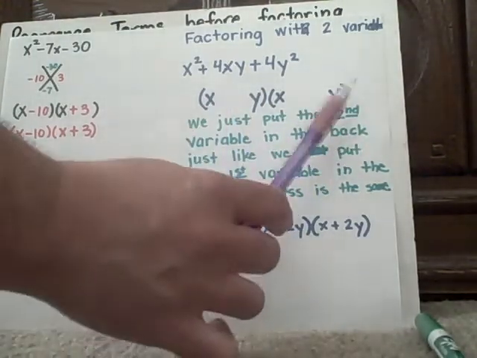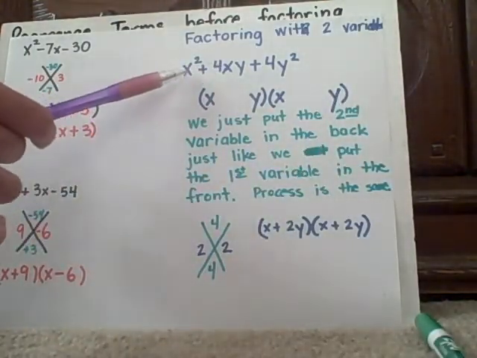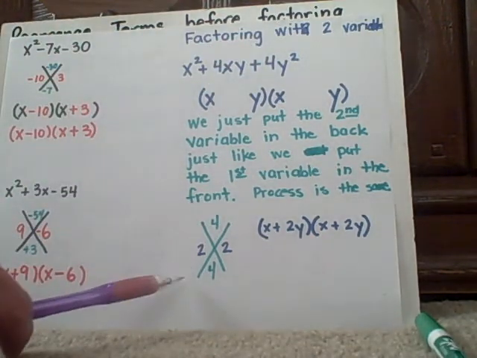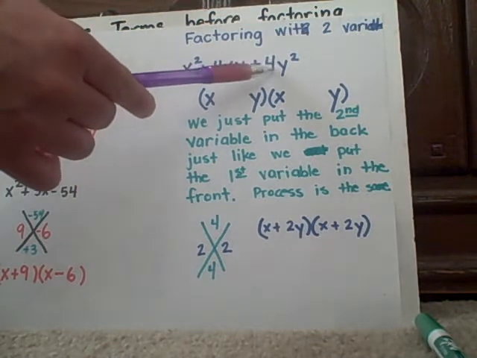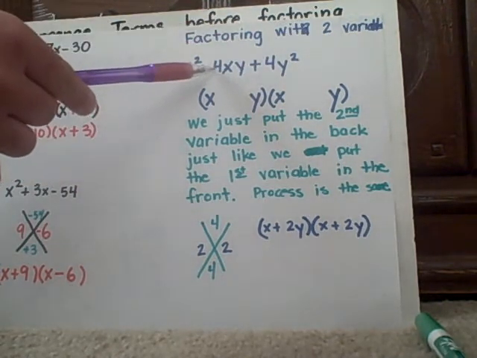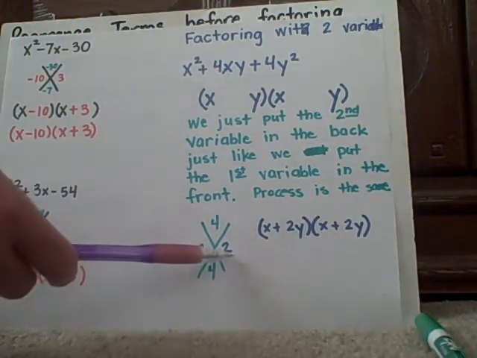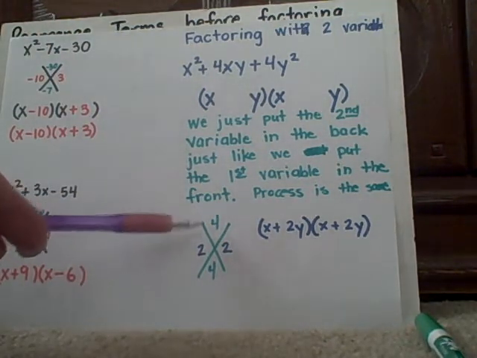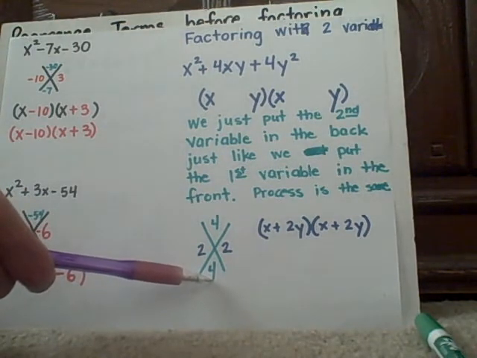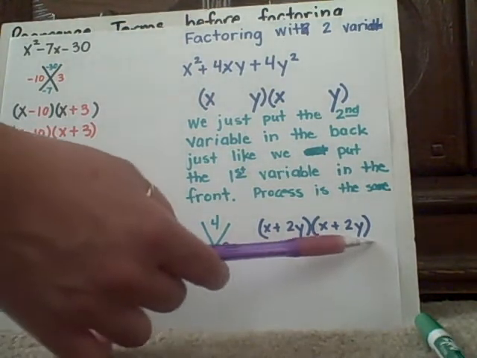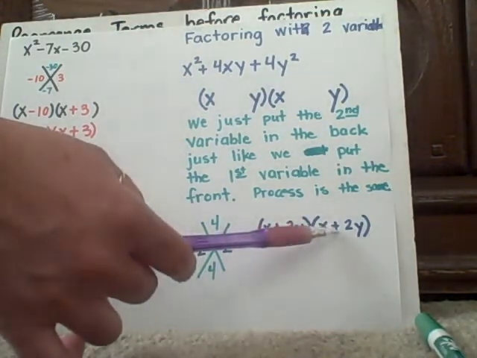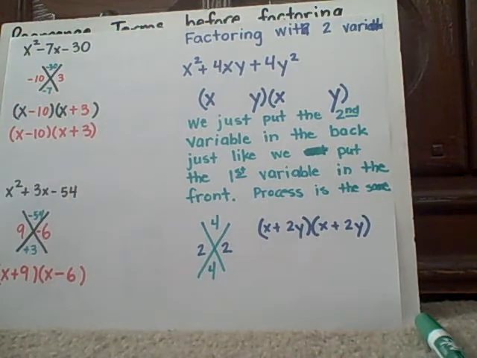It makes no difference whether or not it has one variable or two in the process that we think about: what two numbers multiply to get 4 and add to get 4. Well, 2 times 2 multiply to get a positive 4, and 2 times 2 add to get a positive 4. So this trinomial is factored x plus 2y times x plus 2y.